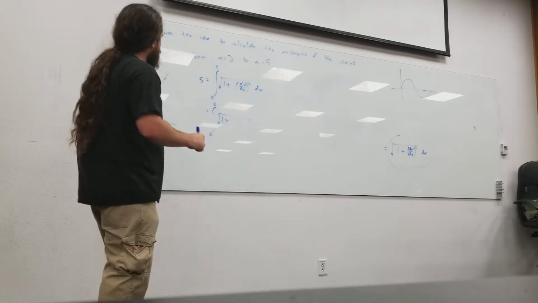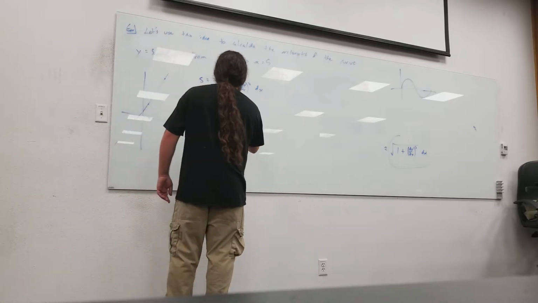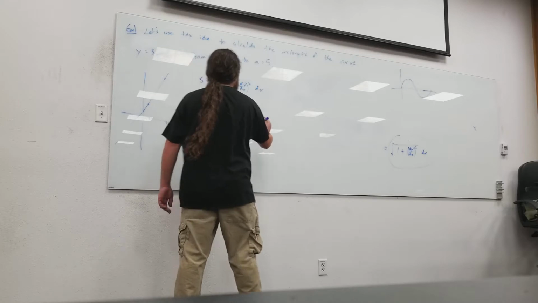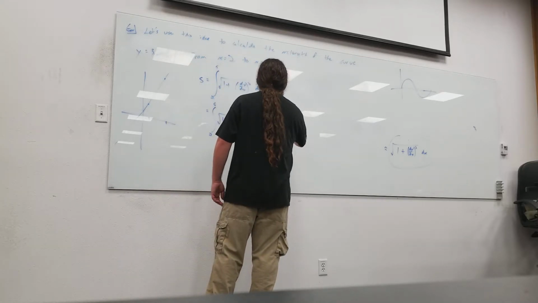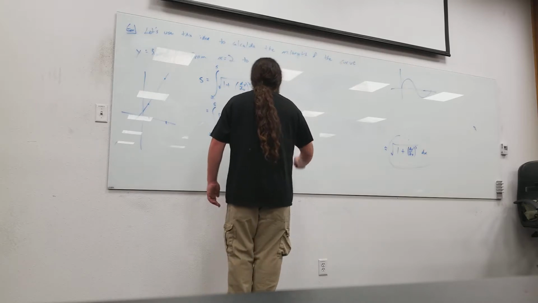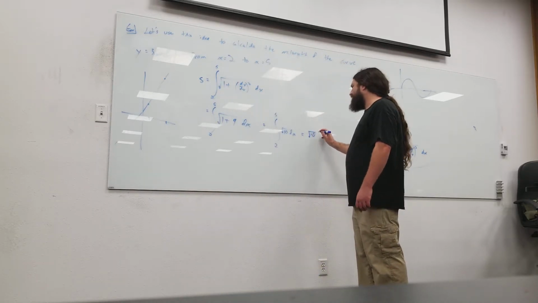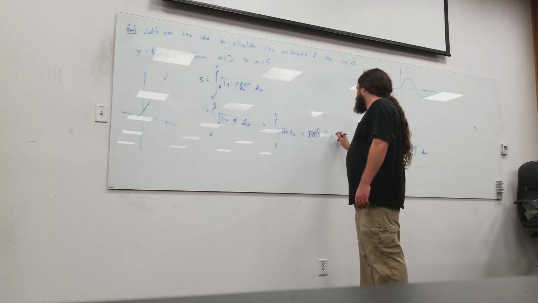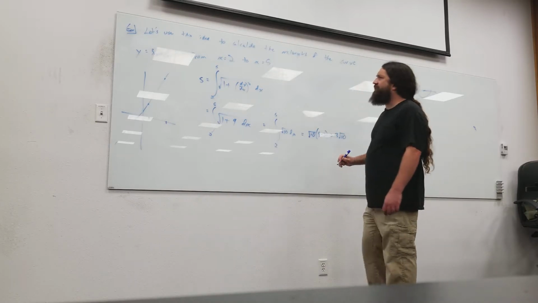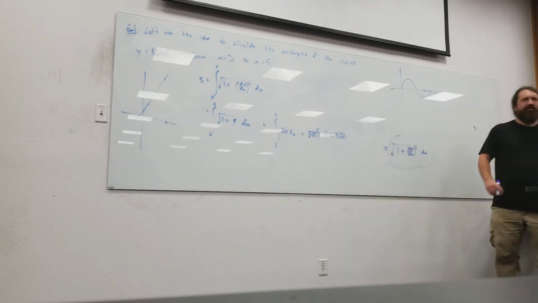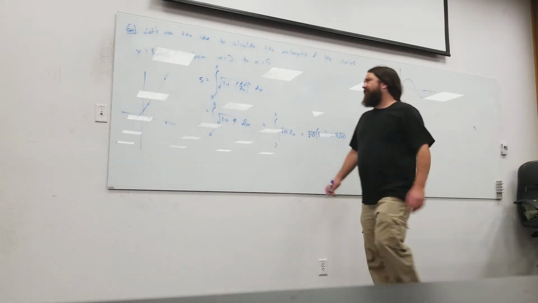Just 3, right? So it's going to be 1 plus 9, so I've got the square root of 10 integrated from 2 to 5, right? Now if I'm integrating a constant, I've just got the square root of 10 times the difference in the endpoints, 5 minus 2, so it should be 3 root 10. Let's see if that matches up with how we know how to find the arc length of a line.